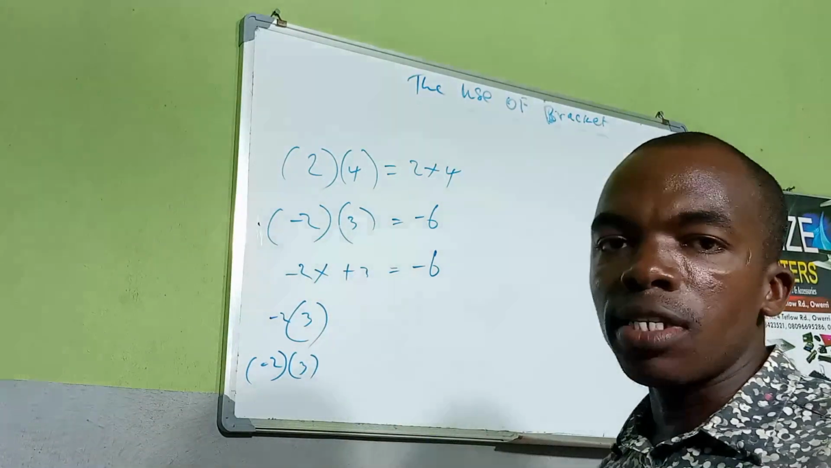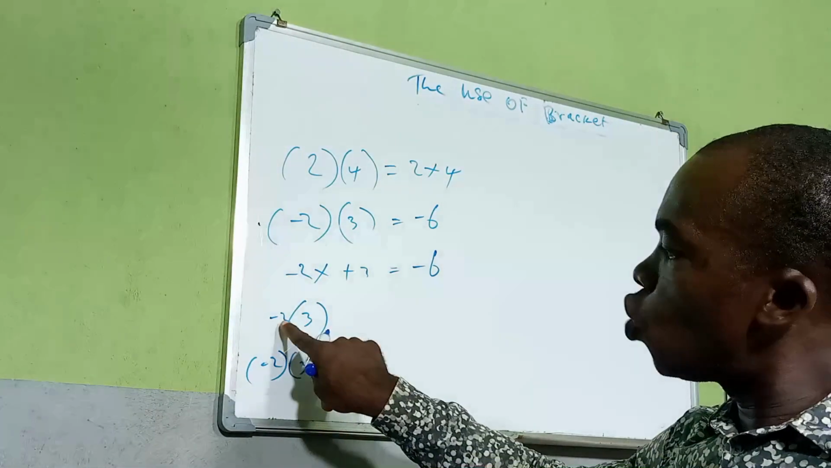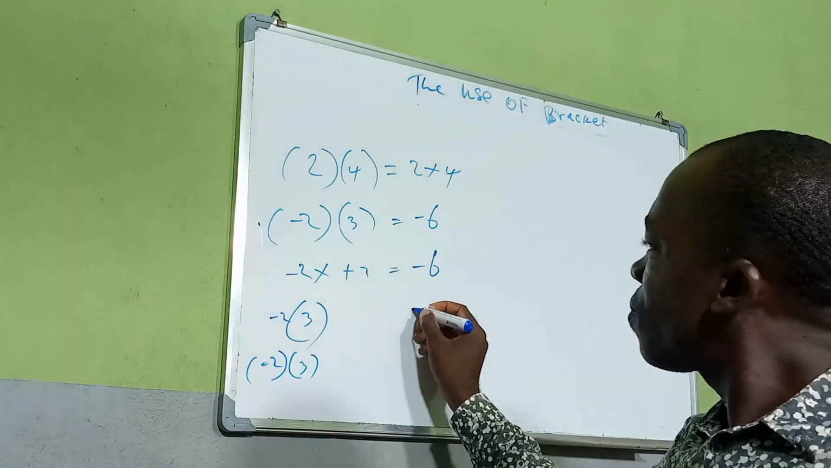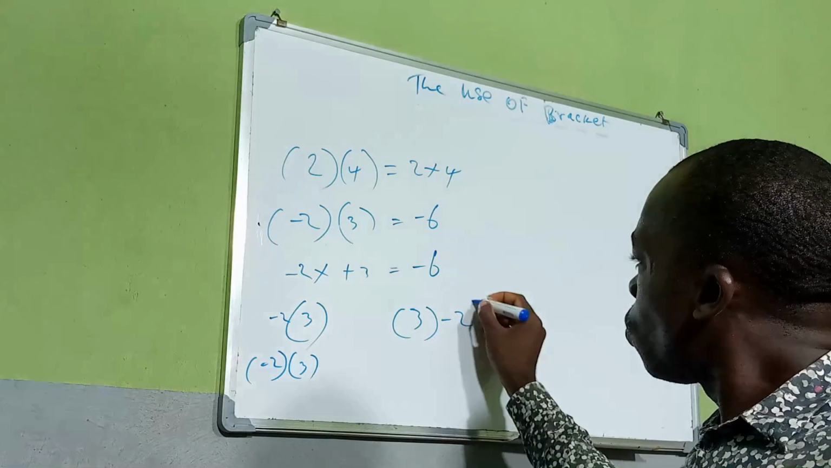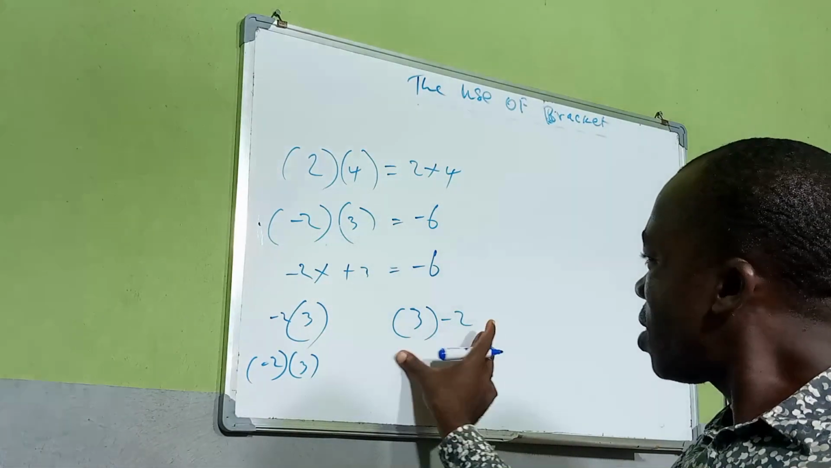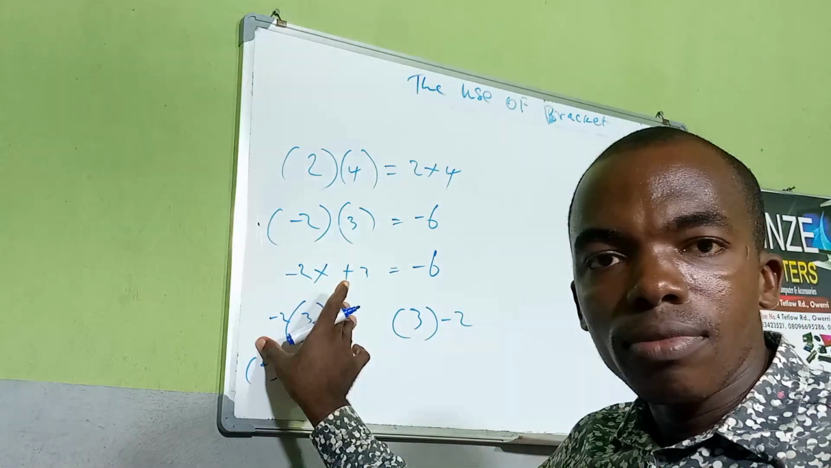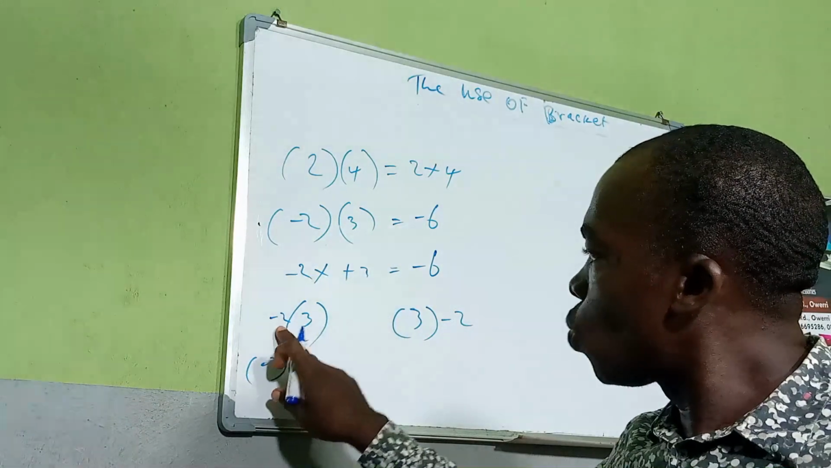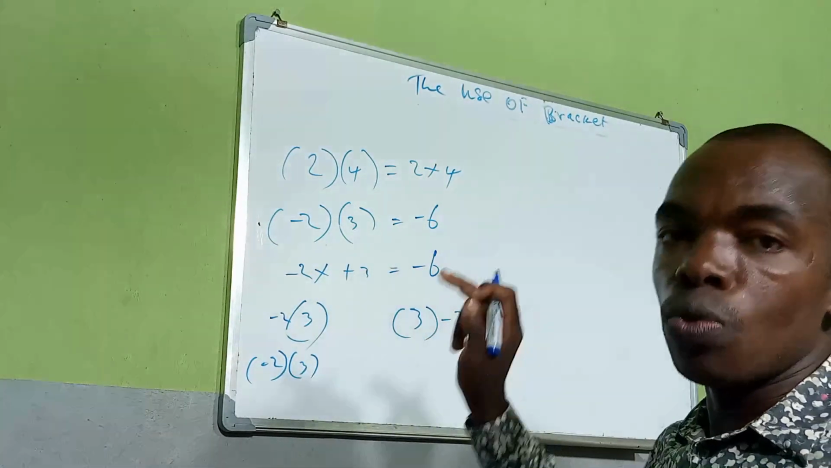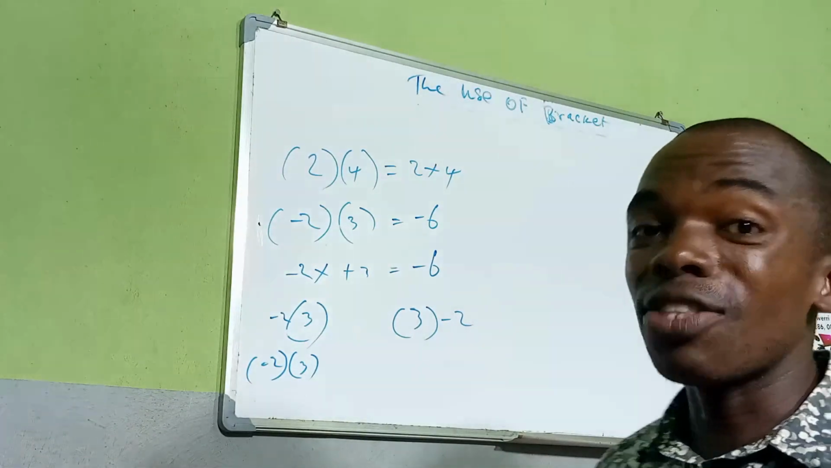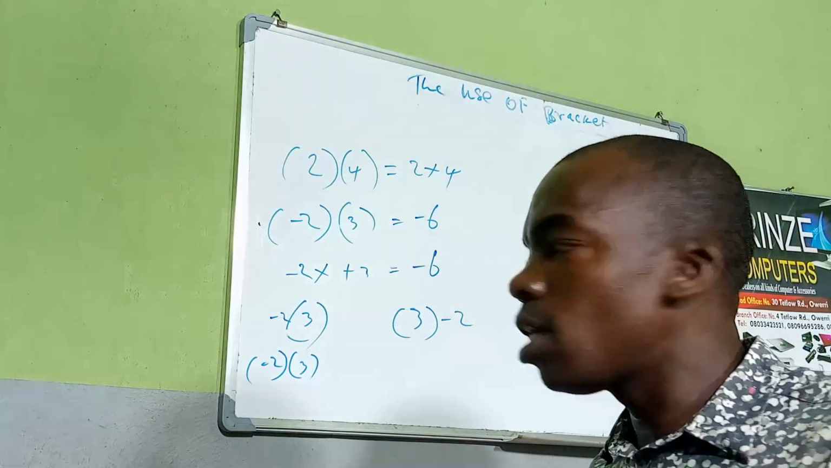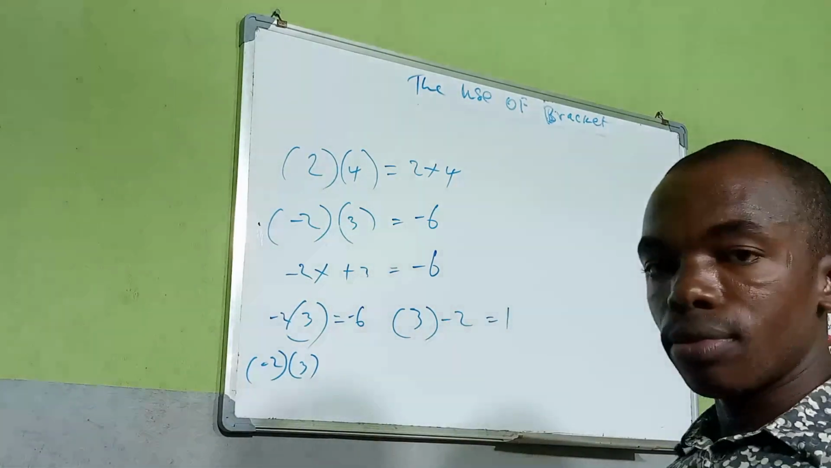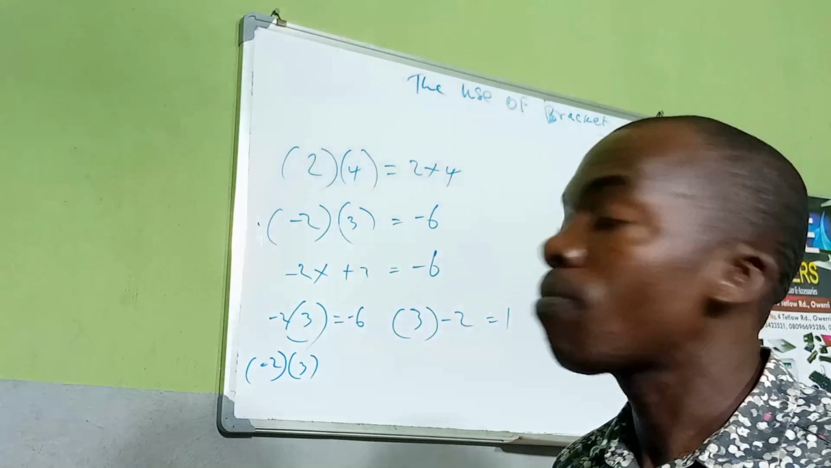This and this are the same thing. Remember, if this minus 2 we multiply this bracket, it must come in front. You understand? But if we have 3 minus 2, this thing and this thing are never the same. They are never the same. This is minus 2 times 3, but this is 3 minus 2. Do you understand? The two things are never the same. So the answer of this one is minus 6, but the answer of this one is 1. Do you understand? So that's it.